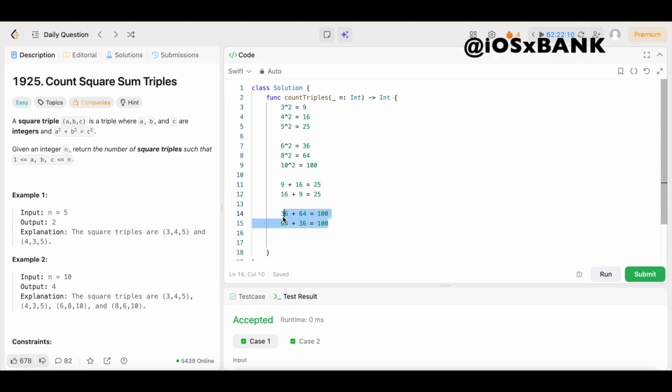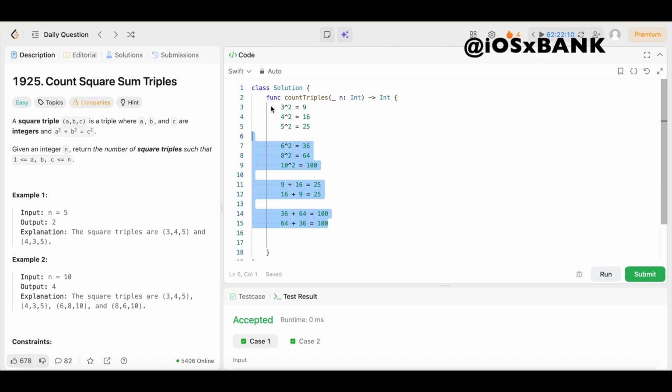We had 6, 8, and 10, and 8, 6, and 10. And then we had 3, 4, and 5, and 4, 3, and 5. We got these numbers from right here and right here. And yeah, y'all, I hope that makes sense to y'all.